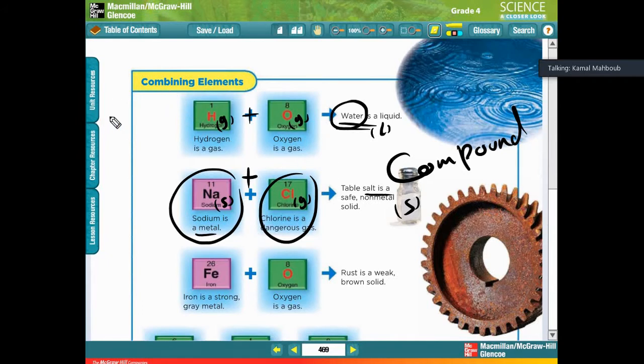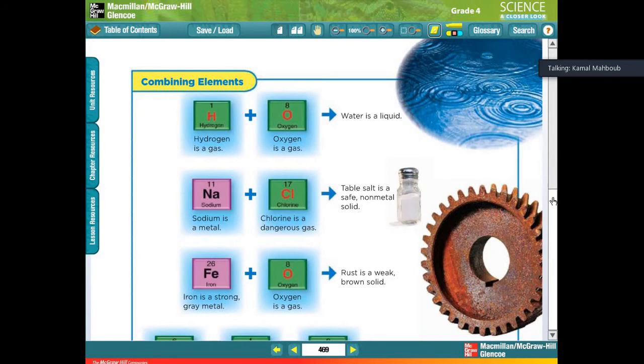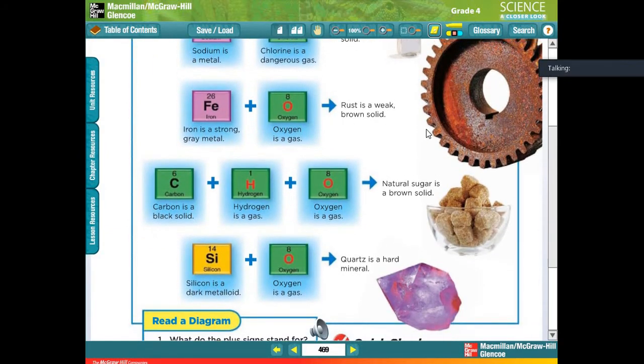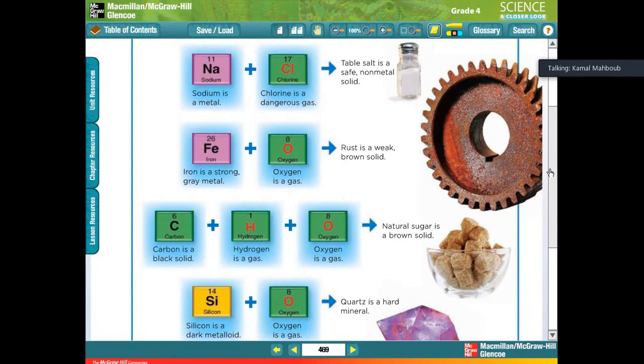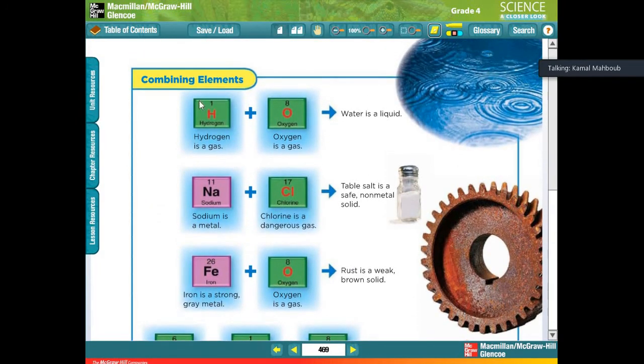Now that is a compound. A compound is made up of two elements mixed together chemically to make a new matter or a new substance with new properties, because we have a chemical reaction. That is a compound. And here you can see we have other examples, like rust. Of course, rust is also a compound. Sugar is a compound. Quartz is a compound. Plastic is a compound.